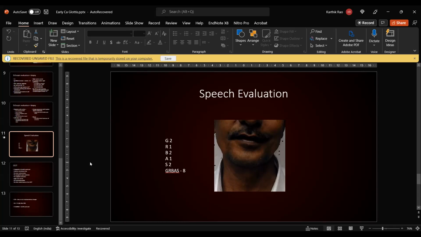Karthik, I think we also need to include the swallowing assessment for all patients with laryngeal cancer, whether the patient is going for laser surgery or radiotherapy. Completely right, sir. We would like to do a swallowing assessment for this patient, but I haven't included it in this particular patient.